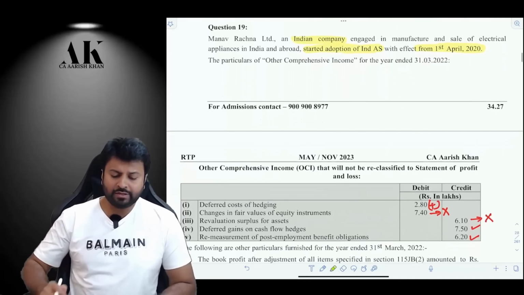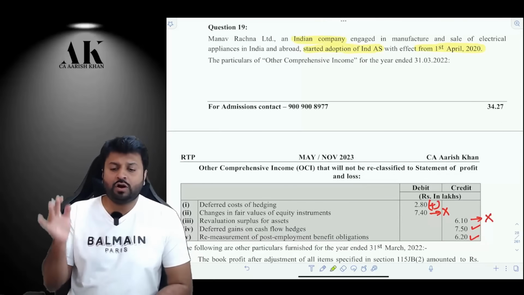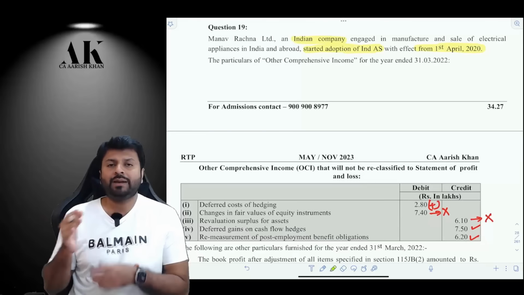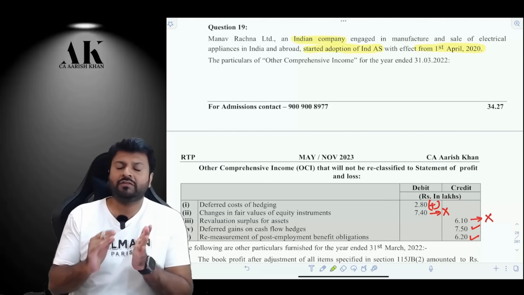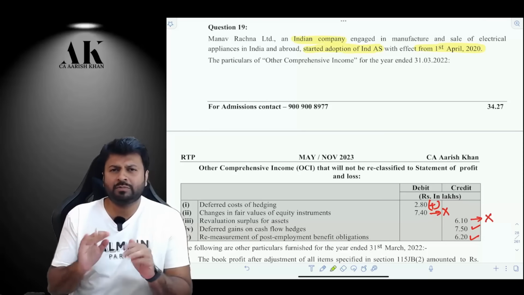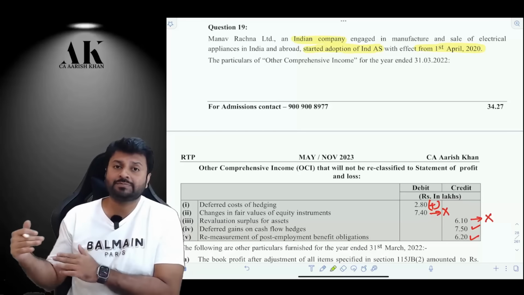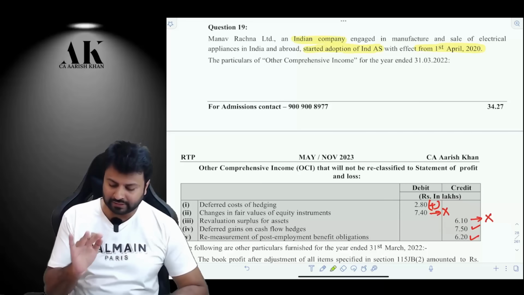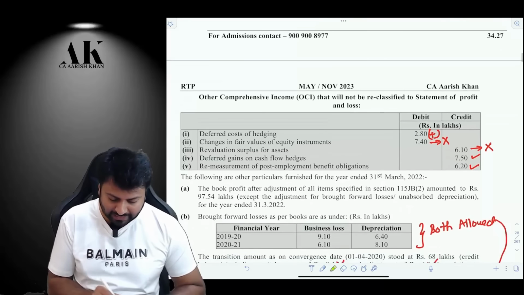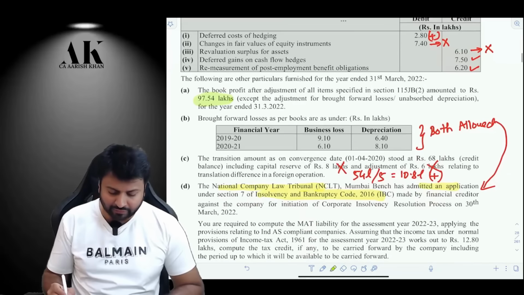Okay, now coming to the next question, question number 19, which is based on MAT with Ind AS. So in MAT with Ind AS, you have to compute your book profit in two steps. First of all, compute book profit normally, and then compute book profit as per the OCI, that is other comprehensive income. First of all, what is your net profit as per P&L? Net profit as per P&L is 97 lakh 45 thousand 54,000.